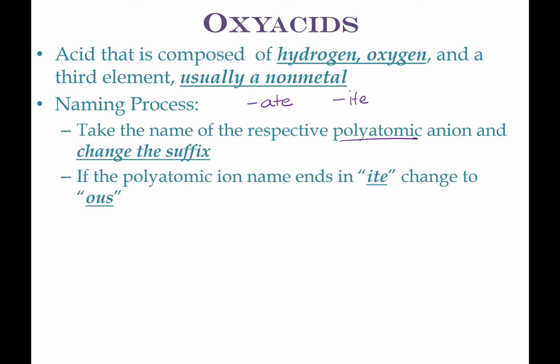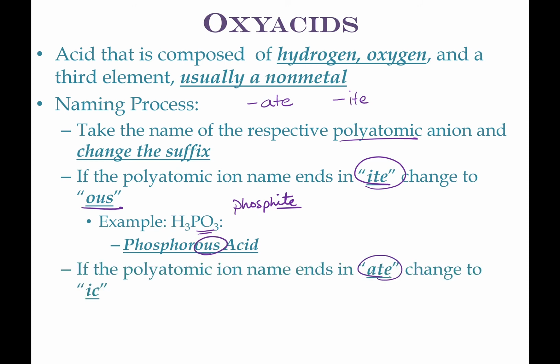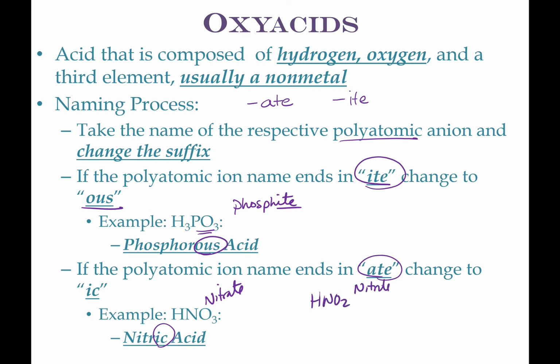So if the polyatomic ion ends in ite, we change it to ous. So H3PO3, this is phosphite here, so it becomes phosphorous acid. If it ends in ate, we change the ending to ic. So here we have nitrate, that becomes nitric acid. Now if we had HNO2, this would be nitrite, we would get nitrous acid.